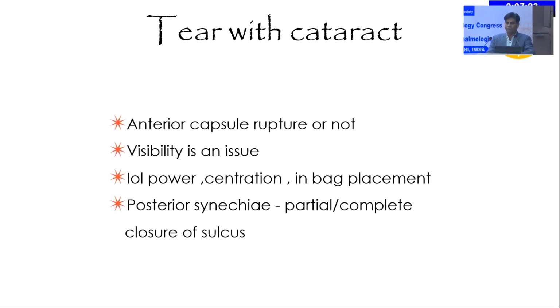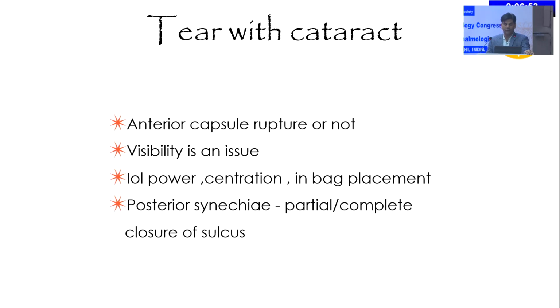If a corneal tear comes with cataract, there is always a debate whether to go for cataract surgery and put an IOL simultaneously. A lot of factors can decide this, like whether the anterior capsule is ruptured or not. If it is ruptured, then definitely we should remove the cataract. Second thing, visibility, which is a big issue, because in initial traumas there is a lot of corneal edema as well as opacities.